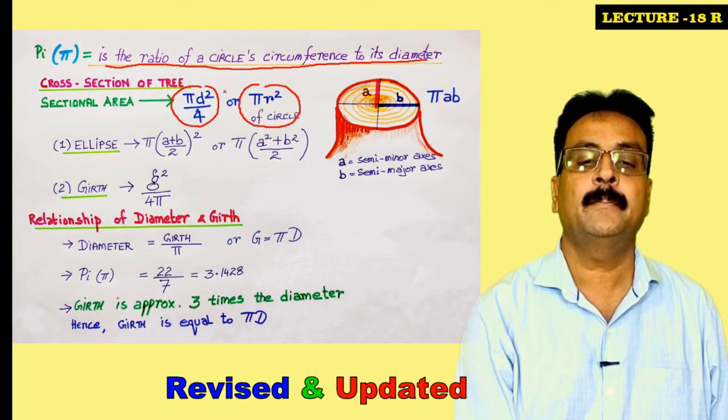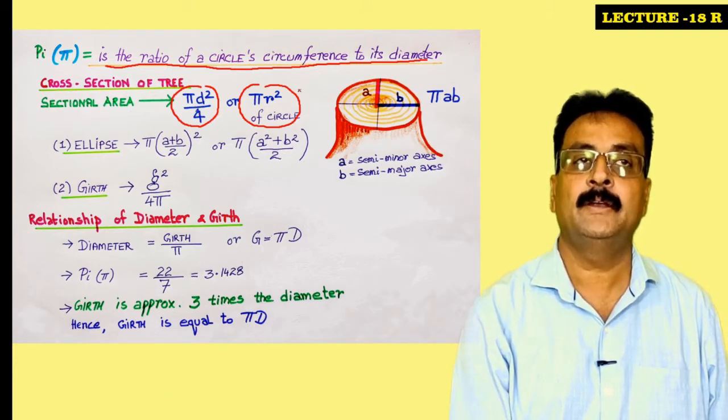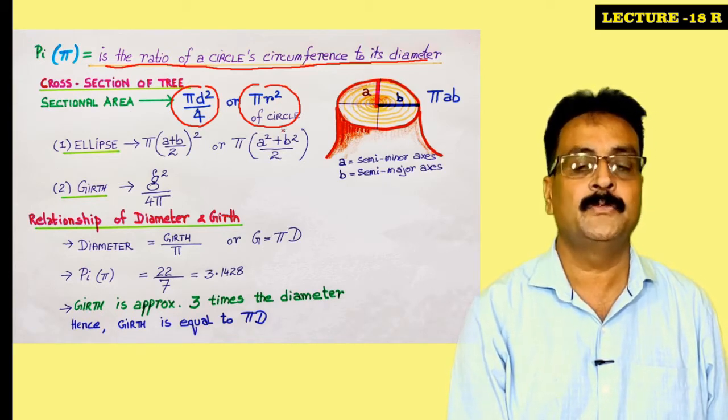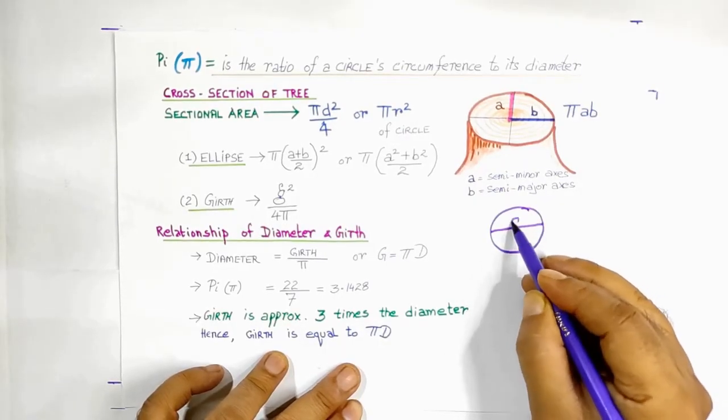If we take pi d square divided by 4, that means when we take the diameter, this is the formula: pi d square divided by 4. But when we consider the radius, then it is pi r square. We do it this way when it is a circle. This is the diameter of a tree.